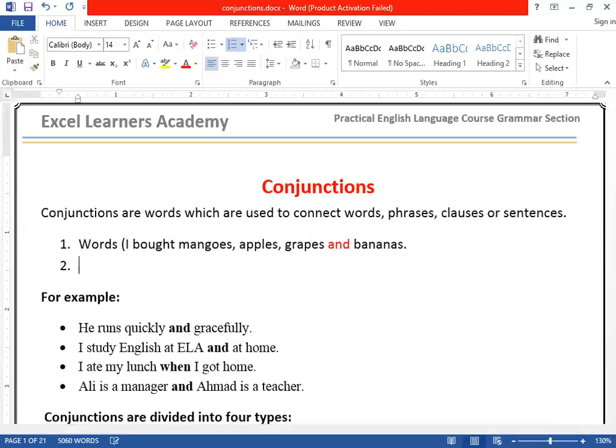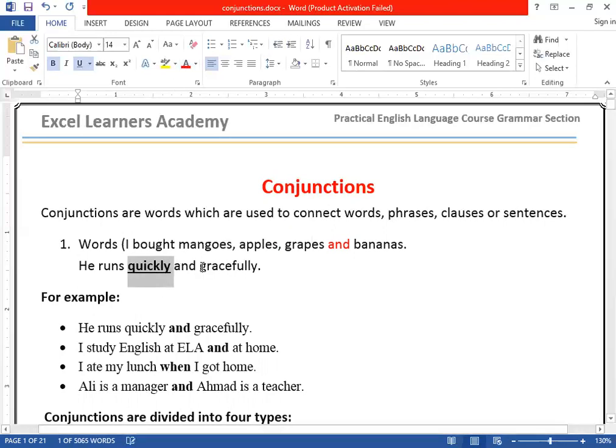For example, if I say, he runs quickly and gracefully. Now look here, one word is quickly, and the second word is gracefully. To connect both words together, we have used a conjunction, and that is called what? That is and. Number one.